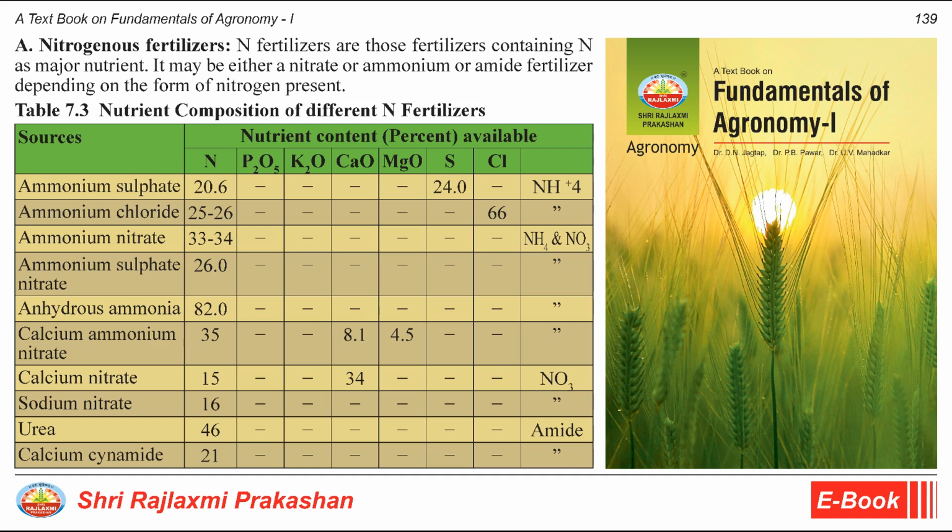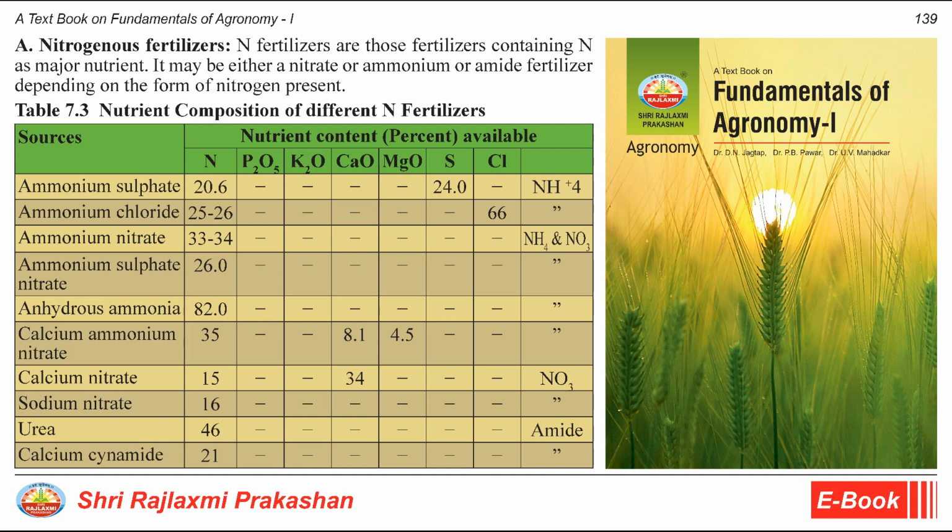Sources: number 5, anhydrous ammonia. Nutrient content, percent, available: N 82.0%, P2O5 0%, K2O 0%, CaO 0%, MgO 0%, S 0%, Cl 0%, none. Sources: number 6, calcium ammonium nitrate. Nutrient content, percent, available: N 35%, P2O5 0%, K2O 0%, CaO 8.1%, MgO 4.5%, S 0%, Cl 0%, none.